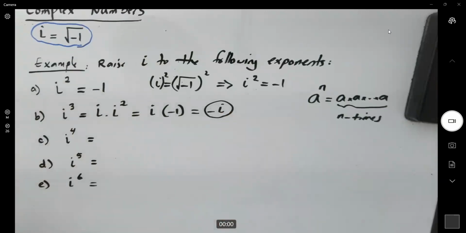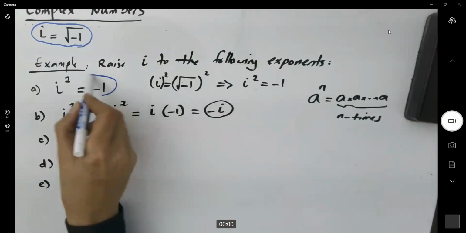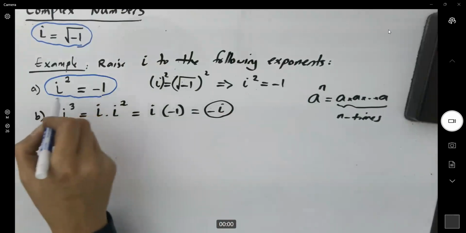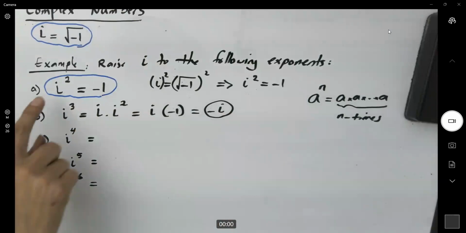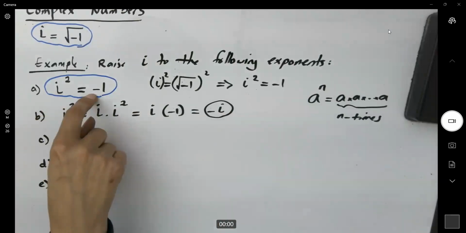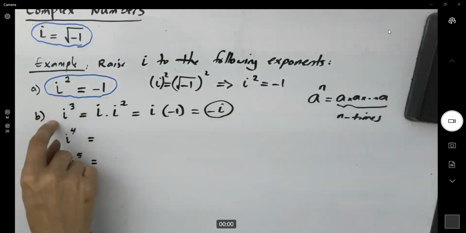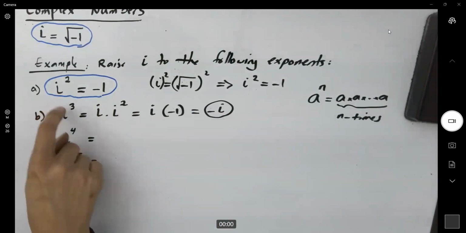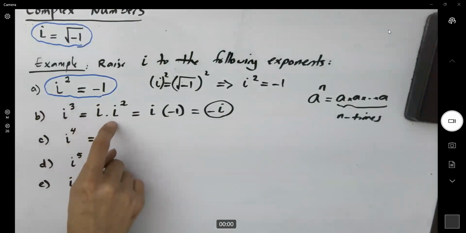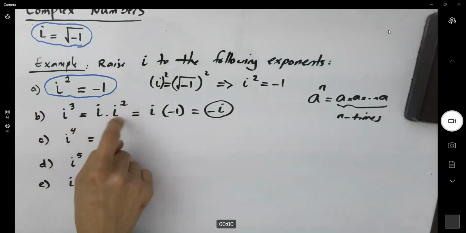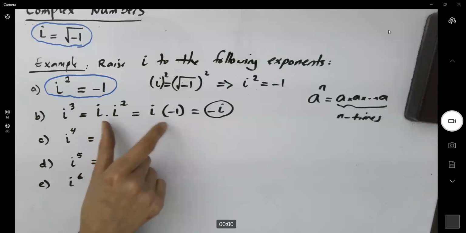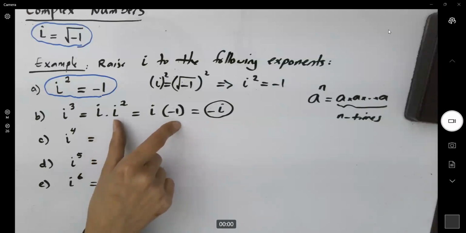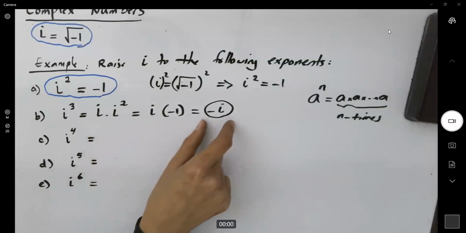Guys, memorize this. i squared is negative 1. In a question, in your homework, if you see i squared and you leave it as i squared, you're going to lose points. i squared is always negative 1. So if I raise i to the third power, it means that I have i times i squared, but I already know i squared is negative 1. So I end up with i, and i squared is negative 1. So the result is negative i.